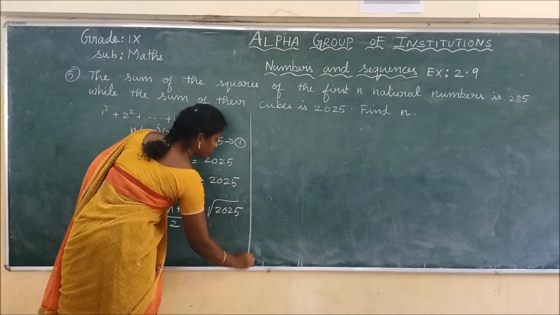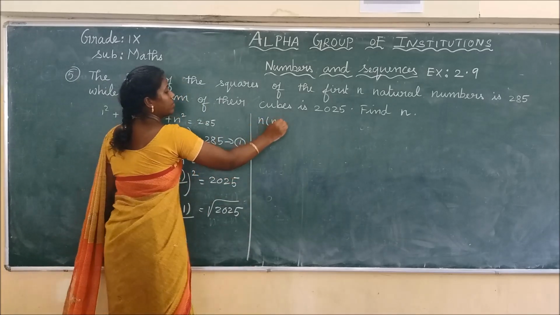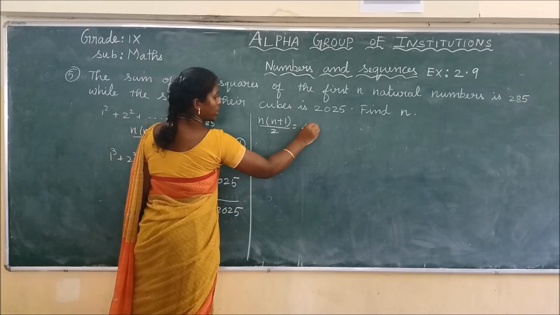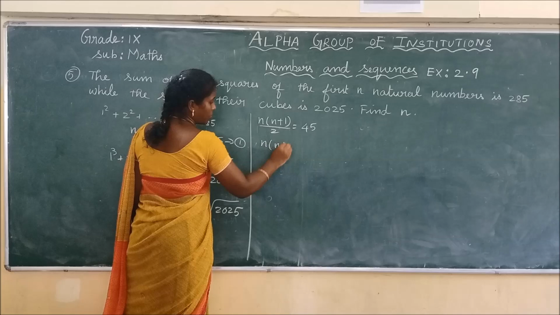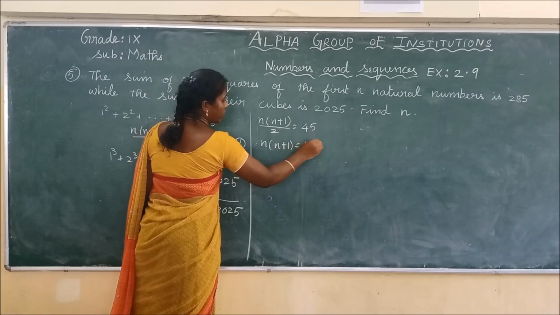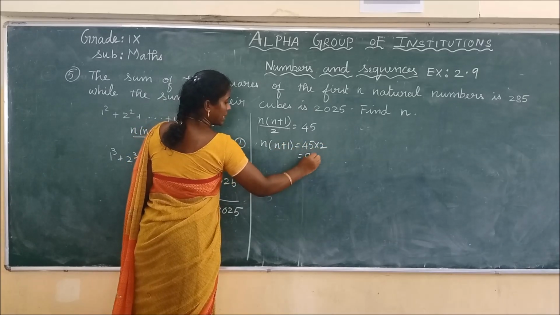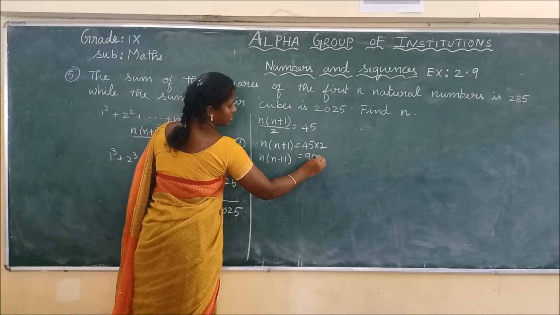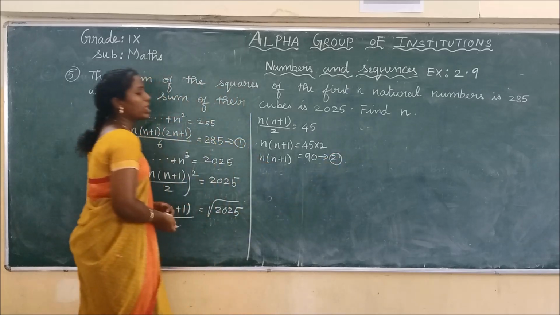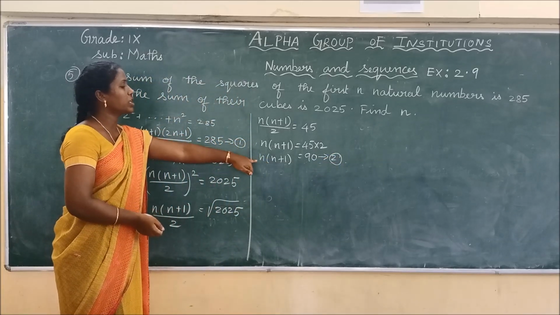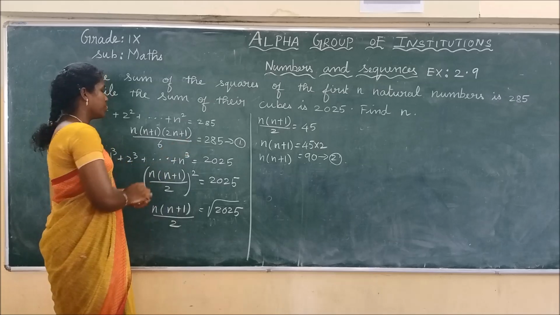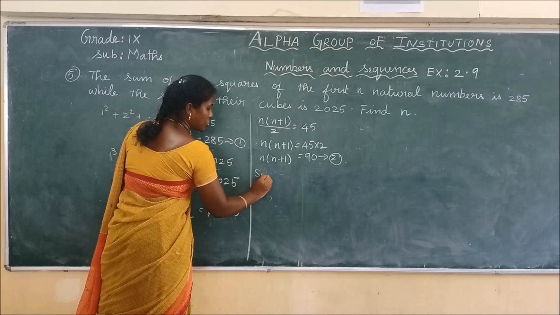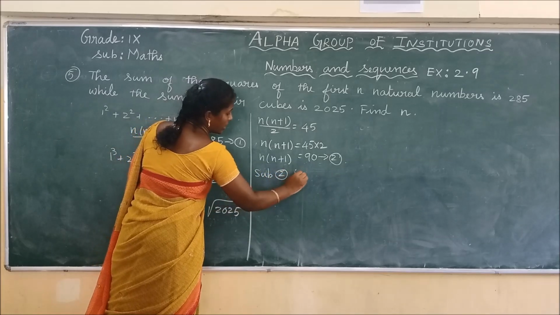Now, n into (n plus 1) by 2 is equal to the square root of 2025, which is 45. So I can take n into (n plus 1) is equal to 45 into 2, which is equal to 90. So n into (n plus 1) is equal to 90. Make this as equation 2. What I am going to do is substitute equation 2 in equation 1. That means we can replace n into (n plus 1) by the value of 90.